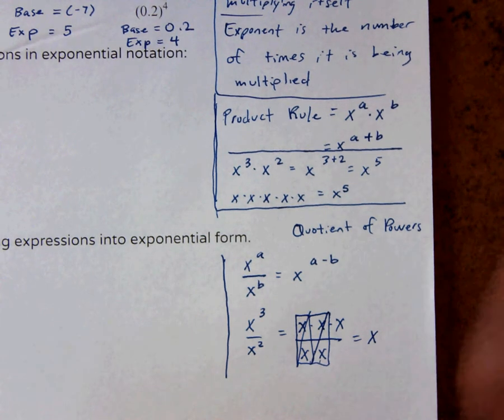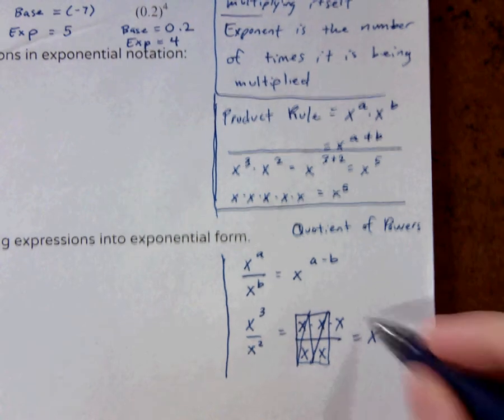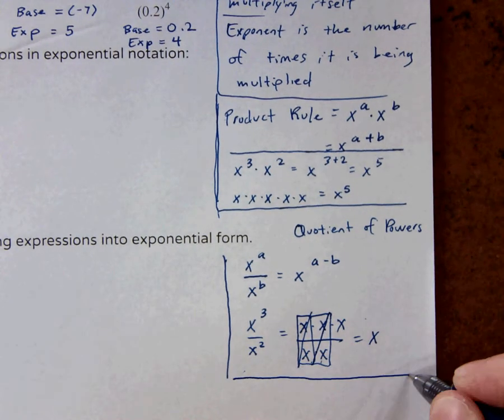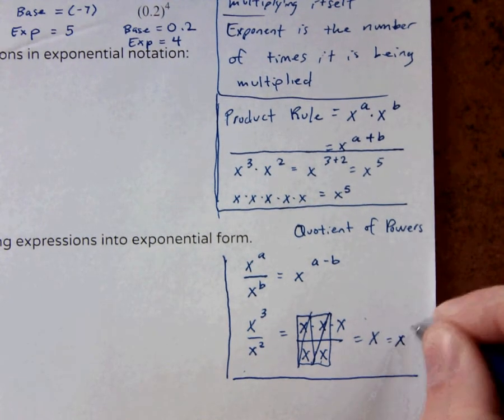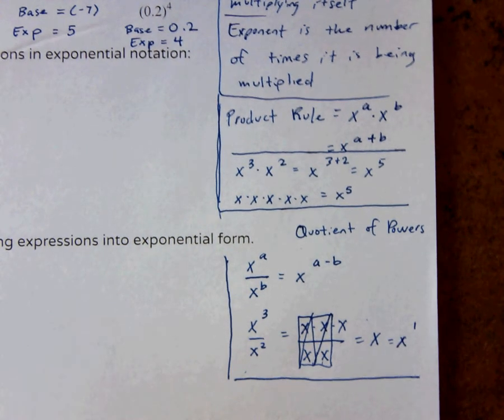And just a reminder, anytime you have something to the power of 1, you don't have to write that little 1. You can write the 1, it doesn't really matter, but we usually do not. And mathematicians certainly do not.